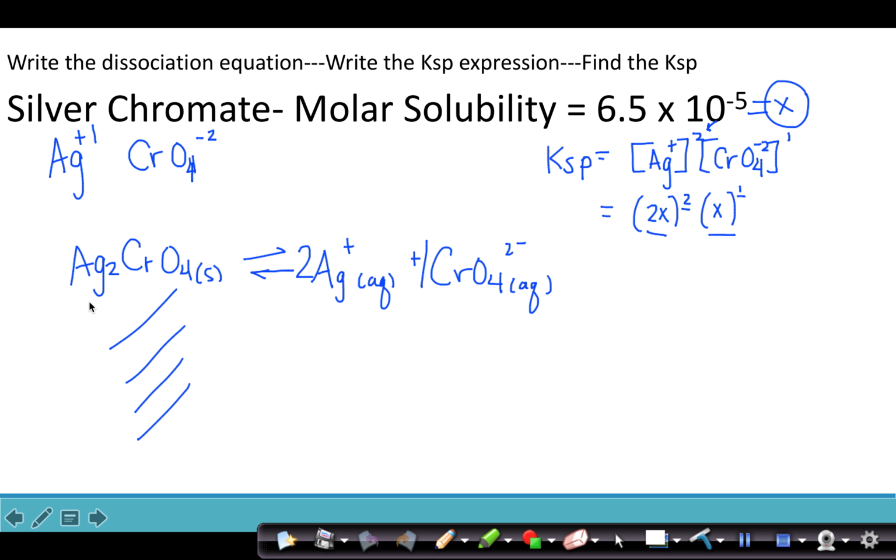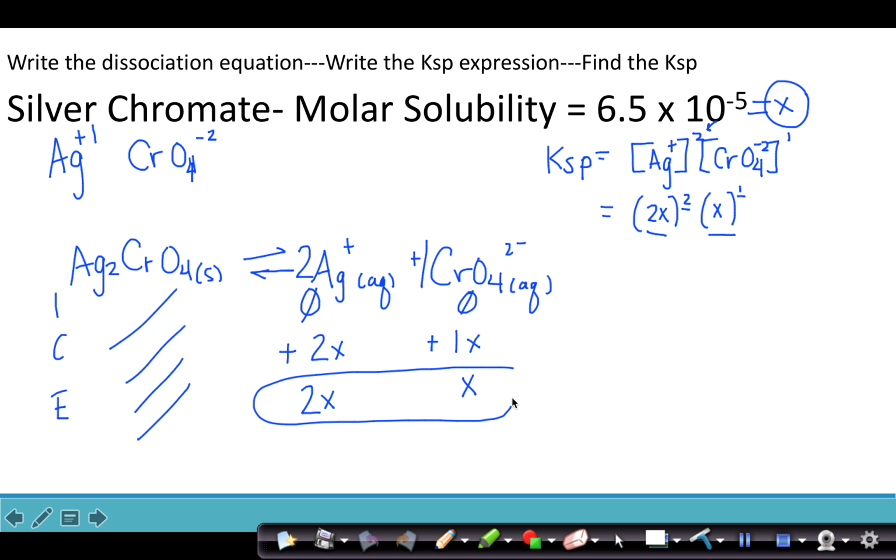Solid, initial, change is plus coefficient x, read down, and I wind up plugging in my 2x into the square and my x into the first, because these are my equilibrium concentrations. Equilibrium concentrations are the ones that are equal to the K.